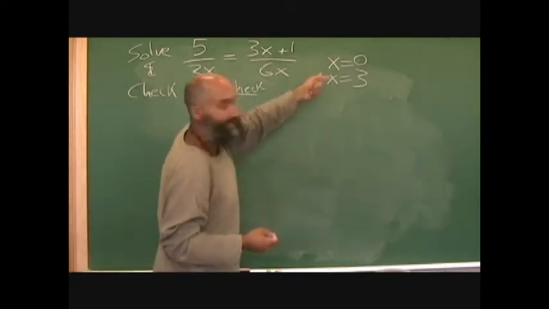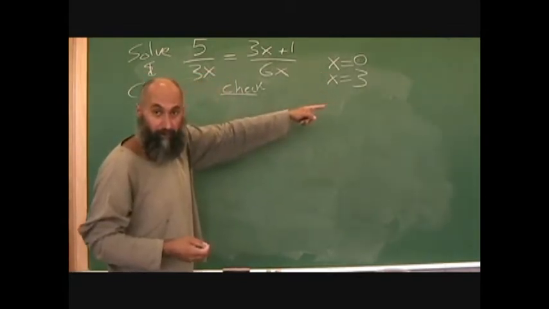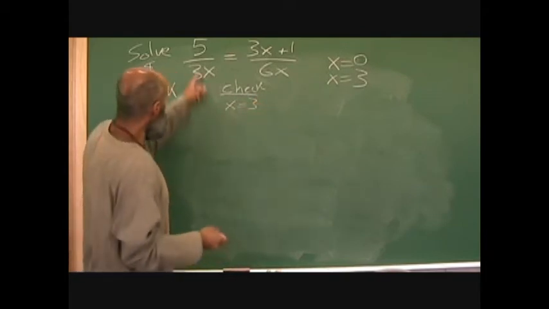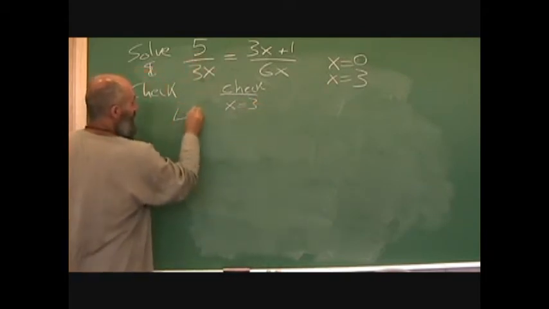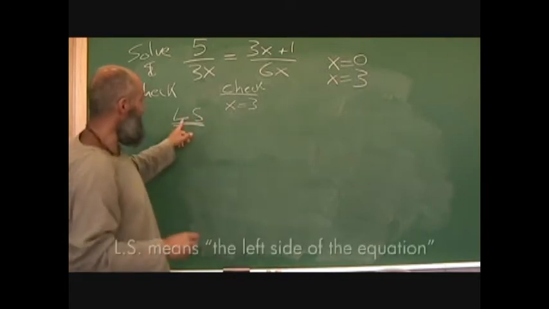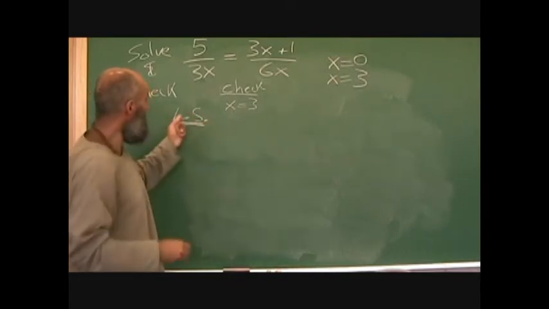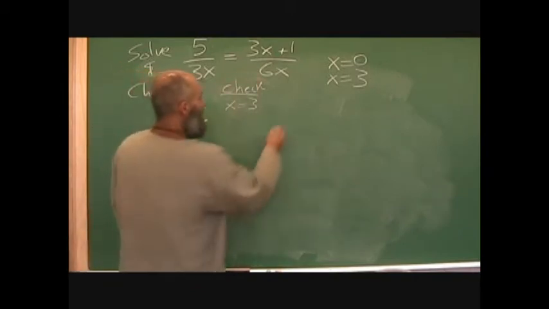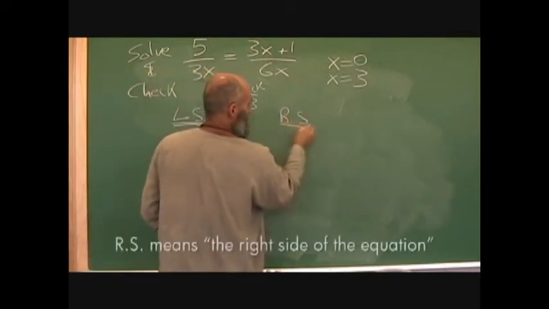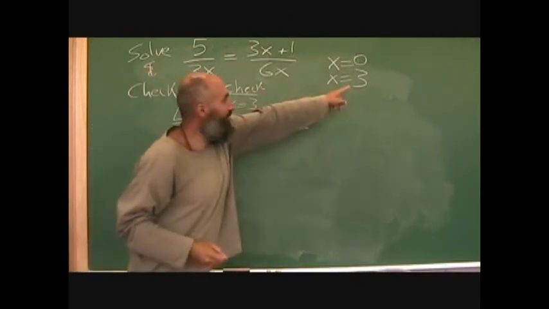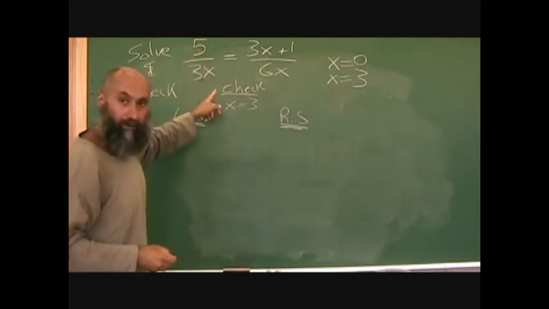So let's do this. Let's do check on x is equal to 3 first, okay? So we're going to do x is equal to 3, we're going to check it. And over here, we're going to go the left side of the equation. That means LS. In short, you just put down LS, okay? So left side of the equation. Over here is the right side of the equation.